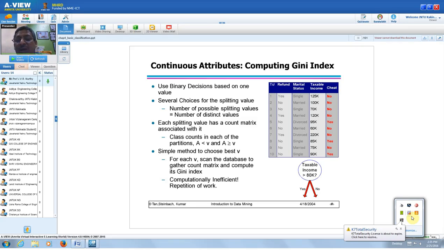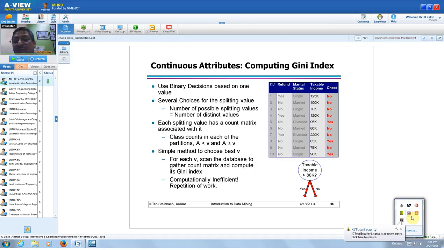But here, in this case, what you are supposed to do is brute force method, means for every value you have to split: is the income greater than 125 or less than or equal to 125. You have to consider split the records, compute the Gini index and gain. Keep it in place.